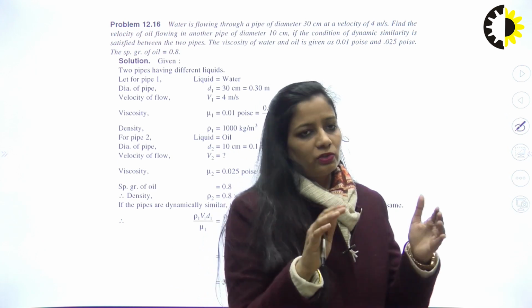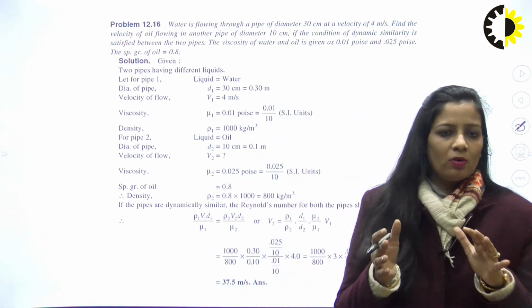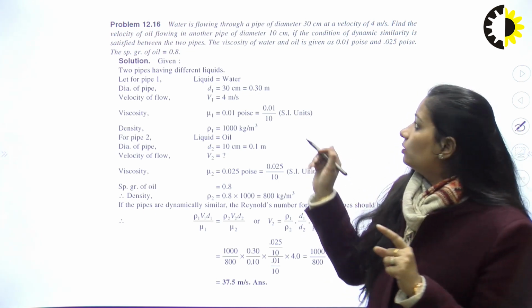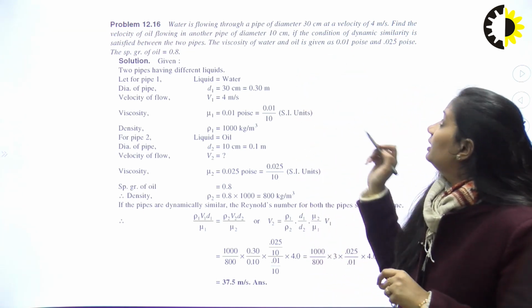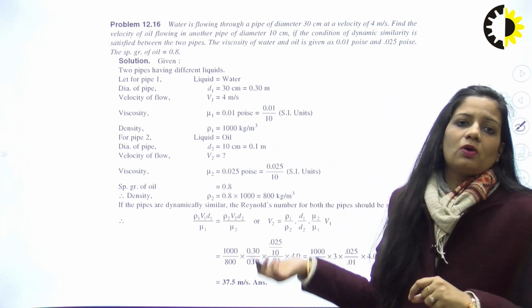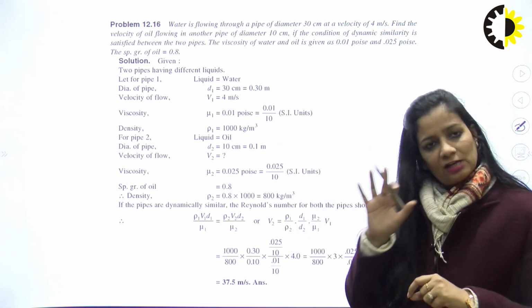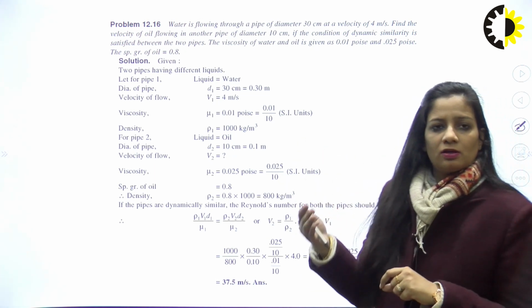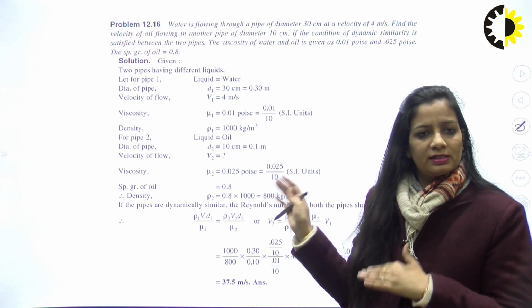The question is somehow replicating the same situation of prototype and model, and again the question states that the condition of dynamic similarity is satisfied between the two pipes. The question has already told you that dynamic similarity exists between the two pipes. The same situation arises of model and prototype in this case also.